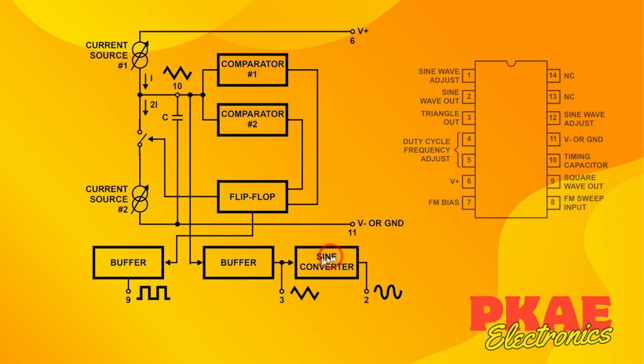And then that goes into a sine converter, just rounds off the tops and bottoms and gives you a nice sine wave output. And over here, pins 4 and 5, that's where you add the resistors to adjust the duty cycle.